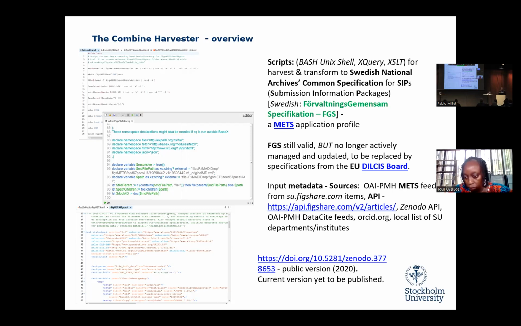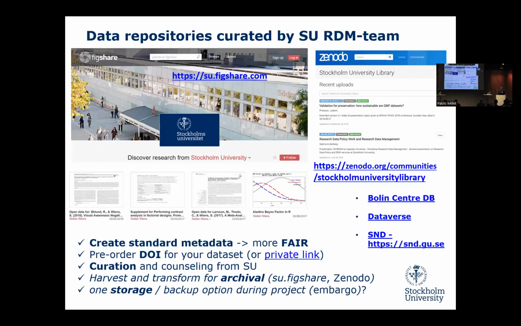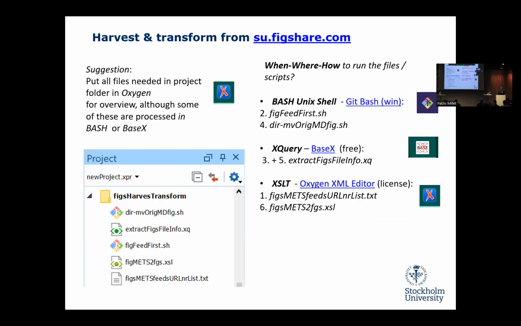There is an online version of all those files, I mean, the files of the combined harvester, the tools that we use, but it's not been updated. So I hope to be able to publish a current version soon. These are the repositories that we curate in the research data management team, and of those, the institutional instance of Figshare is the one most frequently used. As you can see here, it's not only for data sets, proper data sets, but also for reports and preprints and presentations like this. So that's why we started by developing this combined harvester for that.